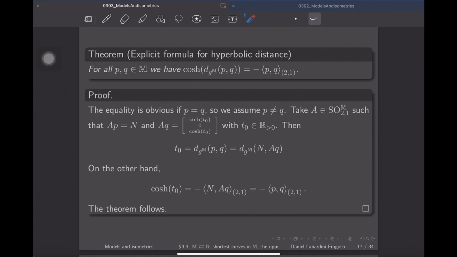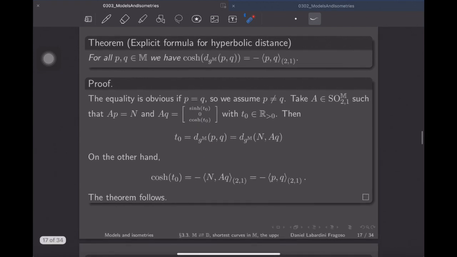All right, and then we said that T naught was precisely the length of the shortest curve from n to this point. That is this distance. So T naught is this distance. But this distance is equal to the distance between P and Q, because A preserves those distances, because it's in the restricted Lorentz group. So T naught really is this distance.